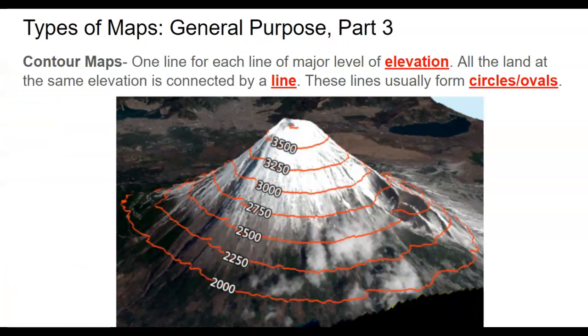Next, we have a contour map. One line for each of the major levels of elevation on this map shows how the land is at the same elevation around that line, but that it gets taller or smaller based upon the other circles. So we look at a volcano in this one, and it says at the bottom it's only 2,000 feet above sea level, but towards the top it can be over 3,500 feet.